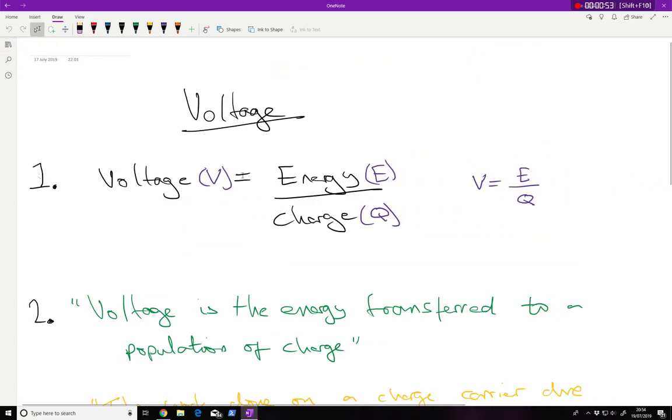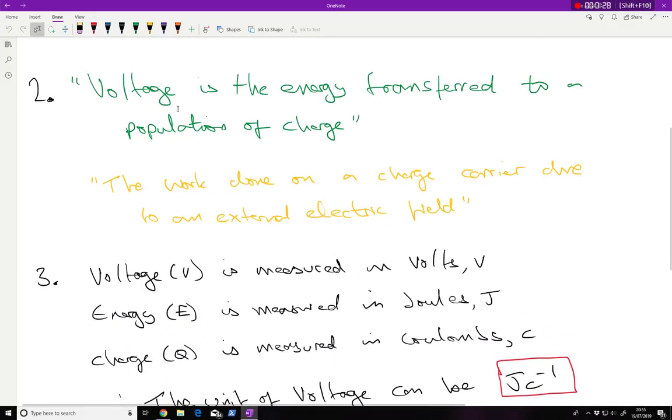So the first definition that we need to go over is the definition of voltage. Simply, voltage is equal to the energy transferred over a certain population of charge. Okay. So I have a bunch of energy and I have some charges waiting to receive that energy. What I'm doing as the battery, or as the entity in the circuit, is taking that energy and dividing it amongst the amount of charges that I see. So as I've written here, voltage is the energy transferred to a population of charge.